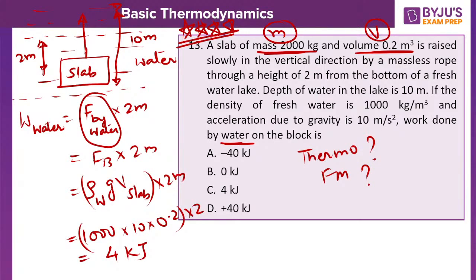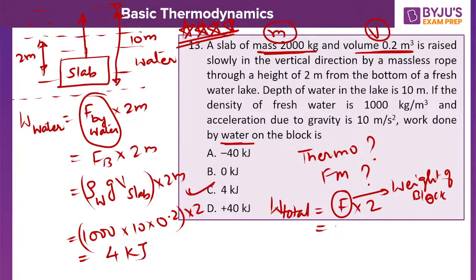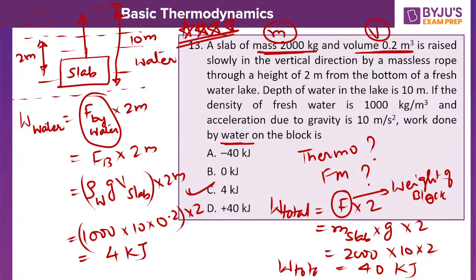The work done by water is 4 kilojoule, isn't it? And what is the total work done? The total work done is equal to the external force times 2, and the force is equal to the weight of the block. So the total work done is equal to mass of the slab into g into 2, that is 2000 into 10 into 2. So it will be 40 kilojoule. That is the total work required for moving the block, and 4 kilojoule is done by water.